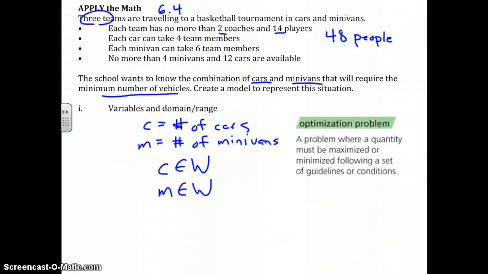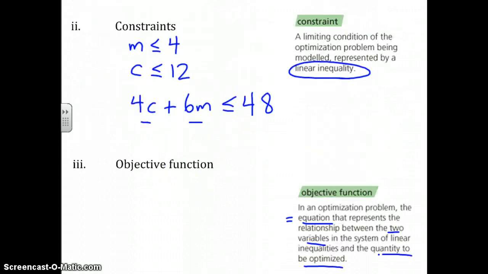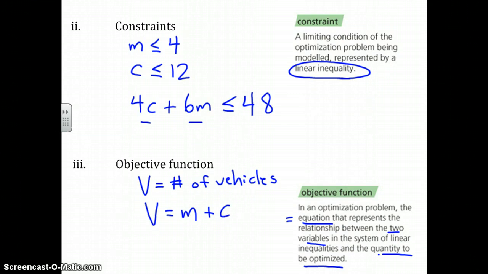Let's go back to the problem. We're trying to figure out the combination of cars and minivans that will require the minimum number of vehicles. There's our key: minimum number of vehicles. That's what we're trying to optimize. So we introduce a third variable, V, which represents our number of vehicles. Our objective function is pretty simple: the number of vehicles is equal to the number of minivans plus the number of cars. So it's just V equals M plus C.